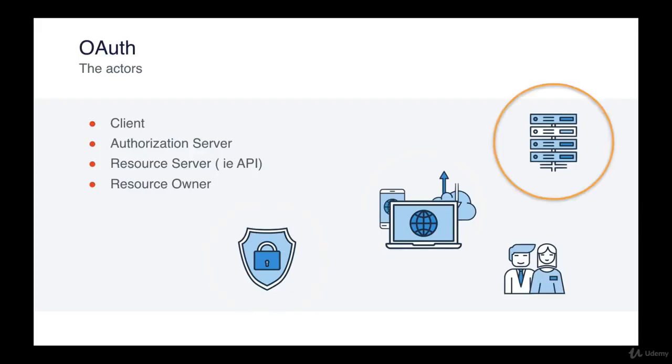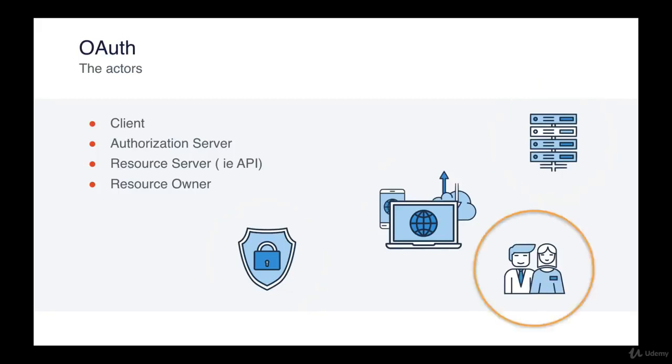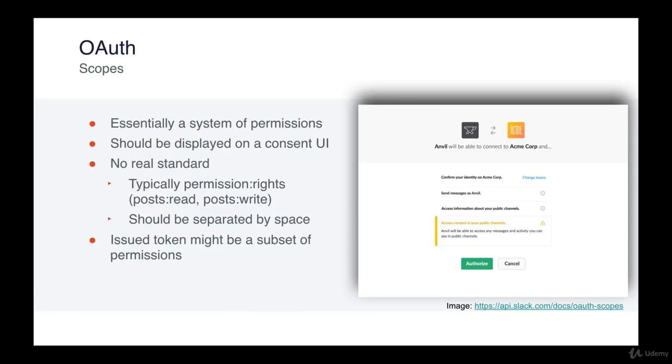OAuth uses a set of permissions called scopes. So the scopes are usually displayed in the consent UI when you're trying to access a resource. There's no real standard on how the scope should be defined, apart from the fact that they should be separated by a space. So the authorization server will give you a token that will have a set or a subset of the permissions that you have access to. With OAuth, you receive some tokens.